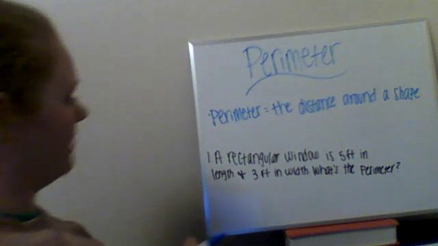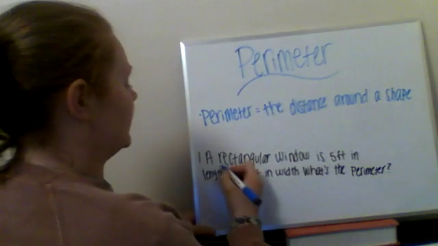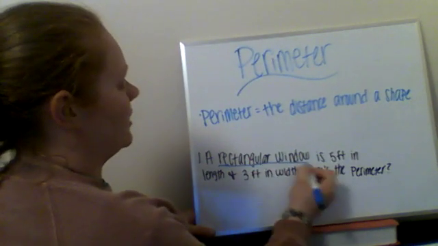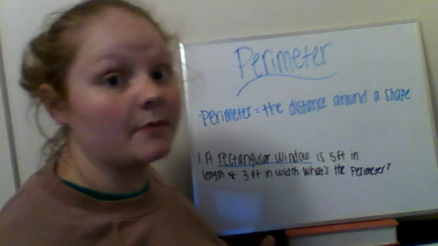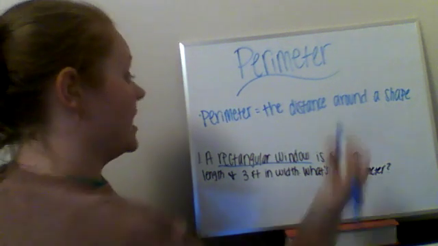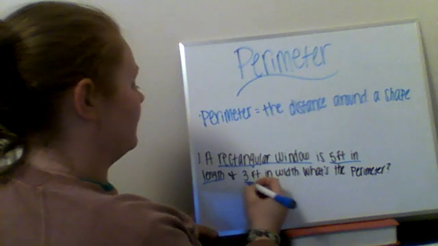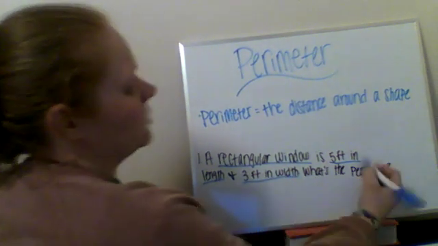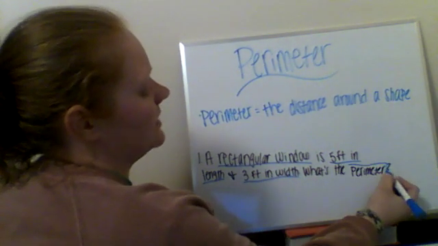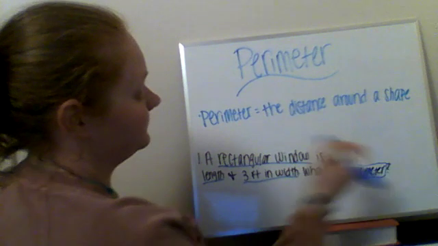So if I was to go back to my problem, I'm going to underline a rectangular window because that's going to tell me what shape I'm working with. I'm going to underline 5 feet in length, 3 feet in width. Now I'm going to box perimeter because that's what my problem is asking me.